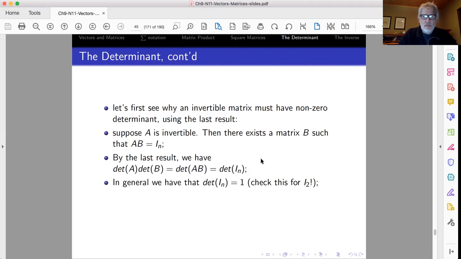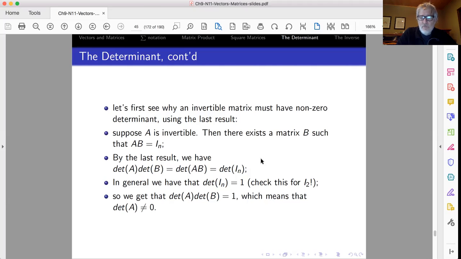Now, it turns out, and you can check this for size 2, it's easy, the determinant of the identity matrix is 1. For any size n, the determinant of the identity matrix is equal to 1, okay? So here's what we get from this: the determinant of A times the determinant of B is equal to 1, okay? So I started with any invertible matrix A, and I've got that the determinant of A times the determinant of some matrix B is equal to 1, right?